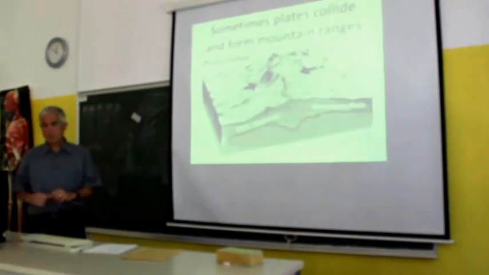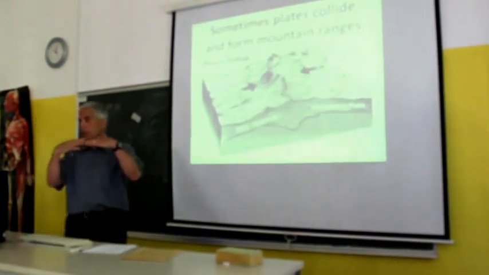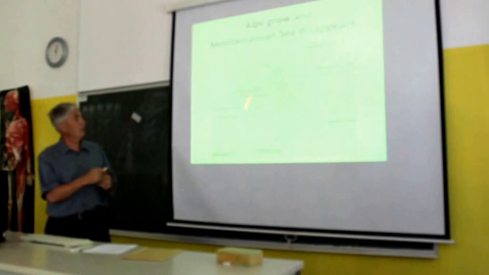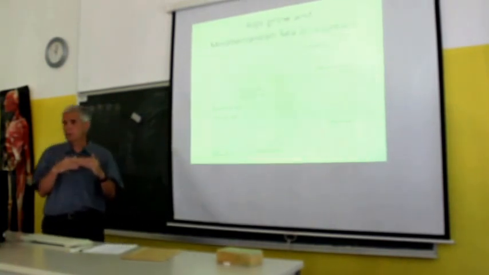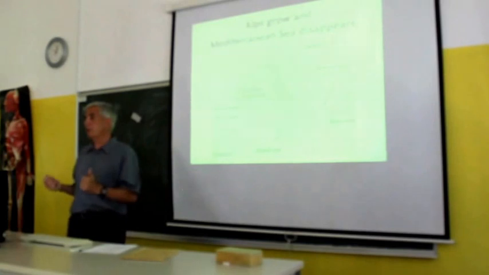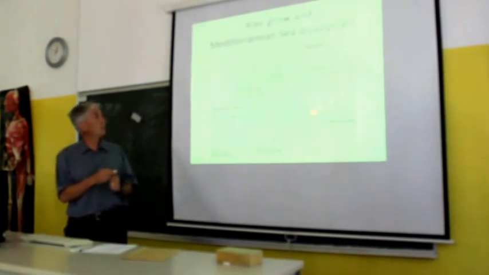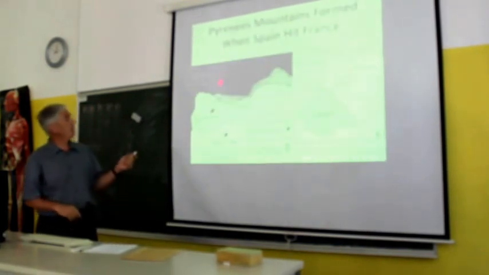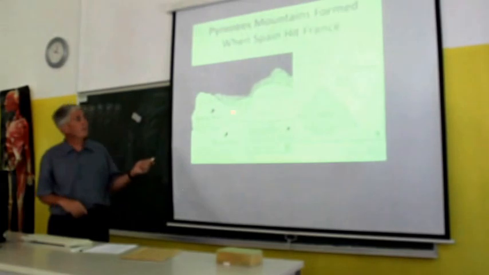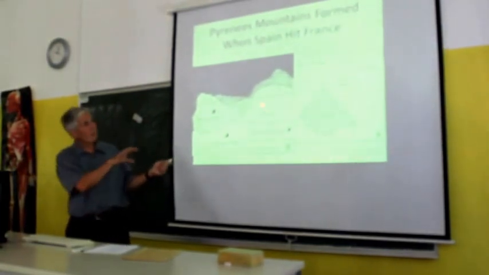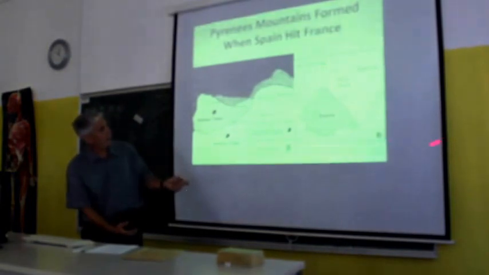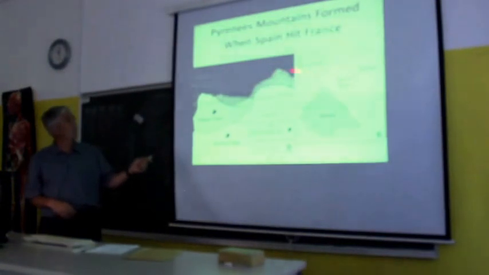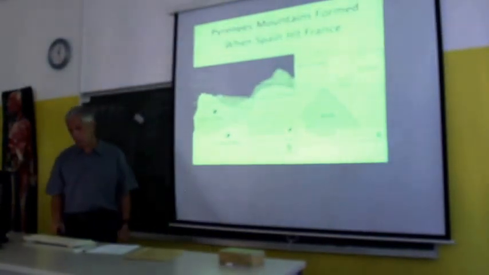Now sometimes the plates collide together and they form mountain ranges. And that's happening when Africa is moving towards Europe and it's closing up the Mediterranean Sea, it's going to disappear, and it's causing the Alps to be formed. And part of that, but a little bit different, was Spain. Spain was a little bit separate, and it came in, here comes Africa this way. Spain came in and collided with the European plate, and it formed the Pyrenees mountain range there.